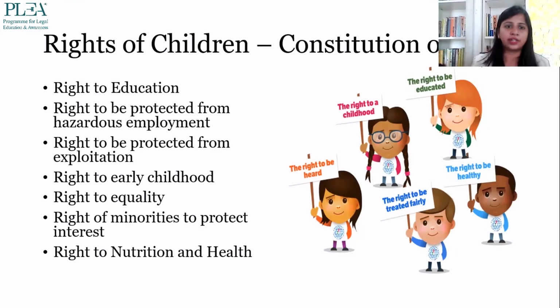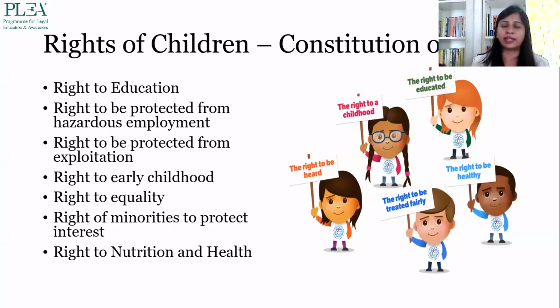Then there is the right to early childhood, and we have different programs like Anganwadi and things like that for children in the age group of 0 to 6 years. That's what we are trying to do. We try to give proper nutrition. We try to give them some schooling lessons. And that's why we are trying to preserve their childhood.